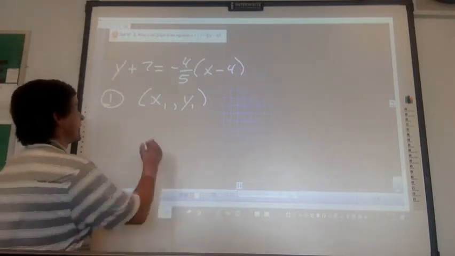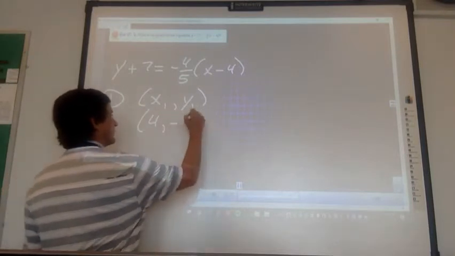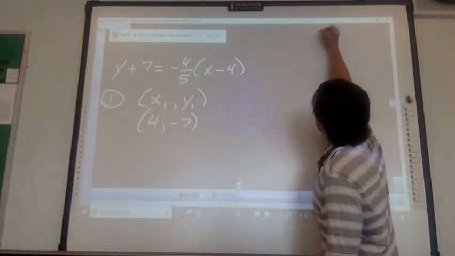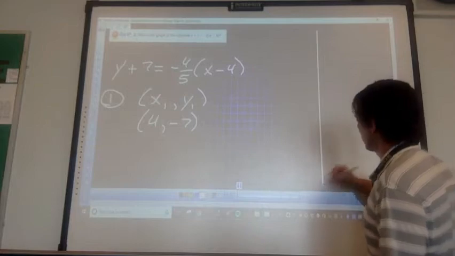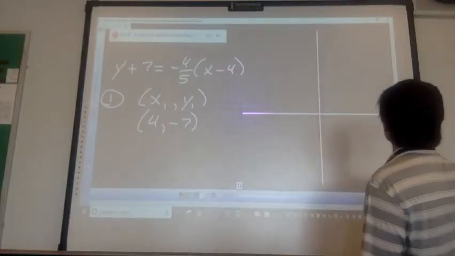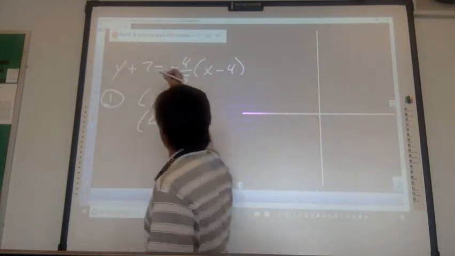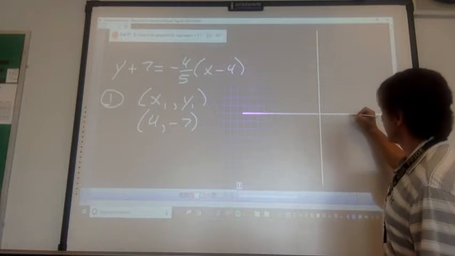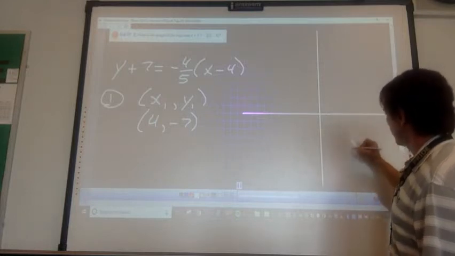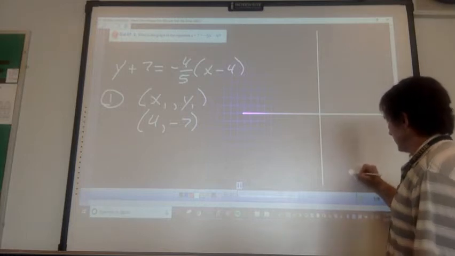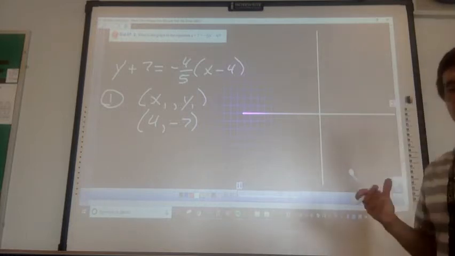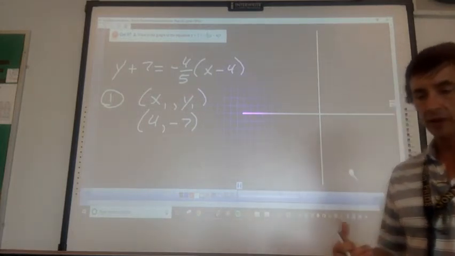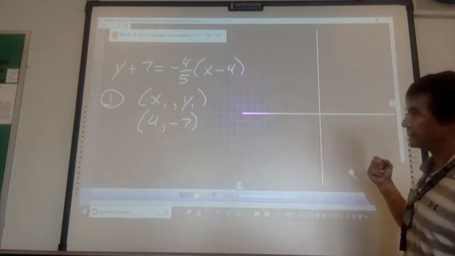4 and -7. 4, -7. Excellent. So the whole opposite sign thing is not that challenging, right? You can all do that. So let's graph 4, -7. So I'm going to count out 4 on x, so 1, 2, 3, 4, and then down 7. 1, 2, 3, 4, 5, 6, 7. So you can see why if you're doing a quiz problem like this, it's important to have graph paper because you can count stuff out accurately and not screw it up.